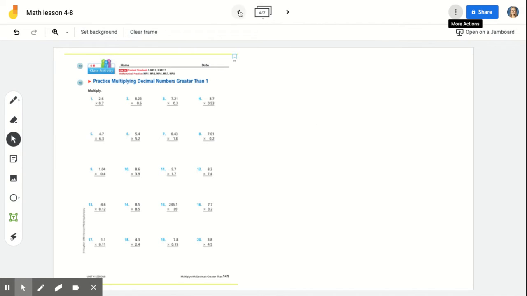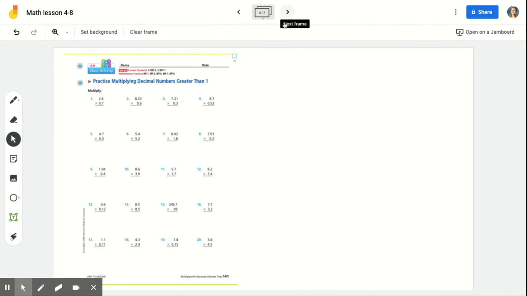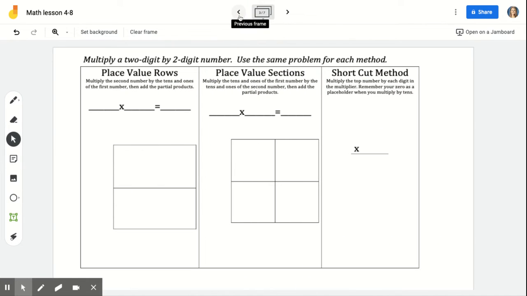So before we get started, remember we have mastered multiplying multi-digit numbers by a multi-digit number in 5th grade by now. And we know how to do this using 3 different methods. We can multiply using the place value rows method, the place value sections method, and the shortcut method. I'm going to encourage you, use whatever method works best for you on page 141 and 142 today. And you must be able to solve it at least using one of these ways. Do not use a calculator.